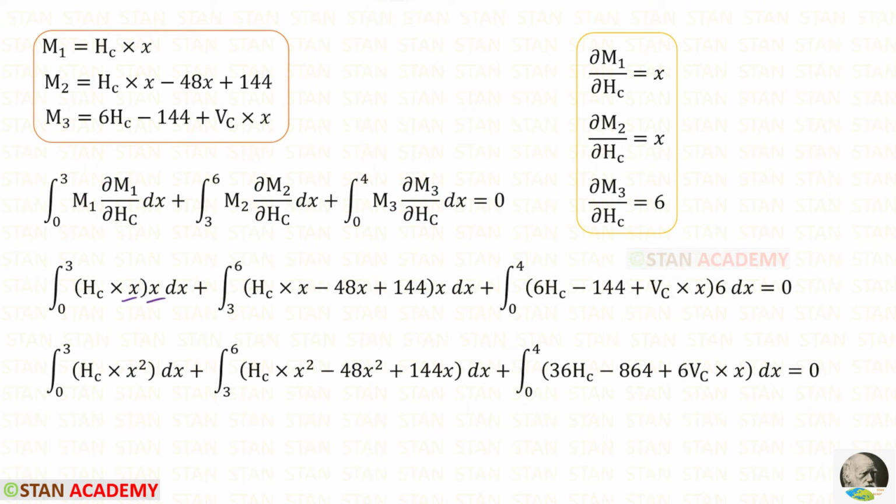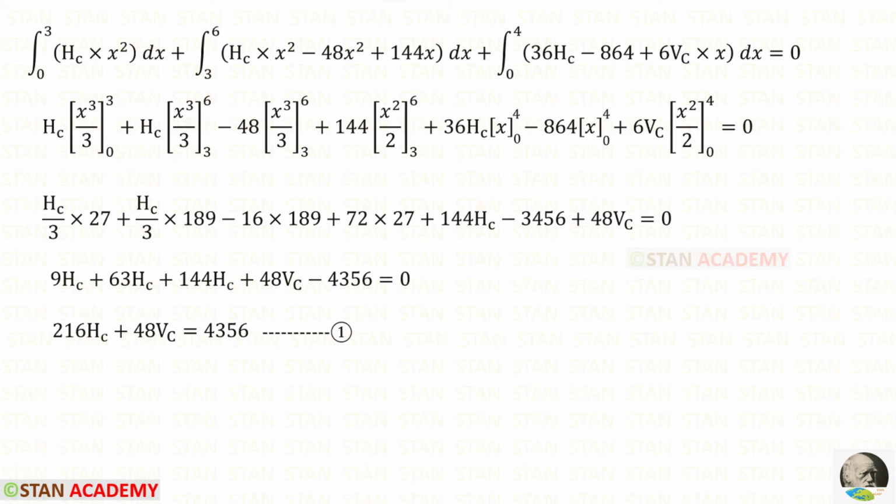X into x, it will be x square. We can multiply this term with the x so that we will get this. And we can multiply this term with the 6 so that we will get this. After integrating and simplifying, we will get this equation. Let us keep this equation as number 1.